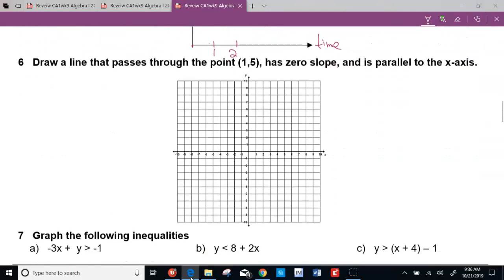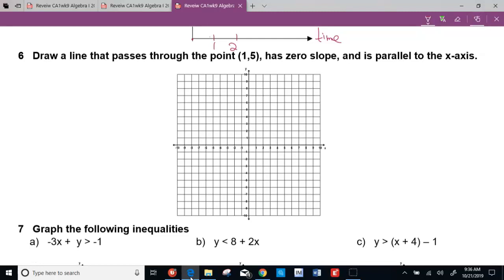Moving on. Number 6. This one is a good one. It says draw a line that passes through the point 1,5, has a 0 slope, and is parallel to the x-axis. So let's do each thing one at a time. Has to go through the point 1,5. That means right 1 up 5. So there's our point right there.